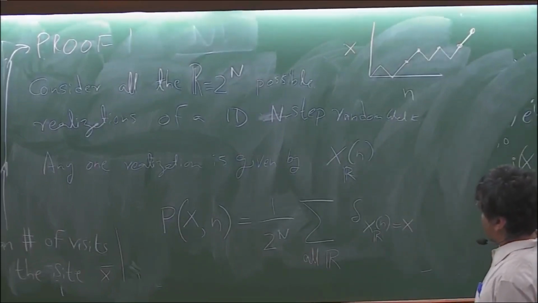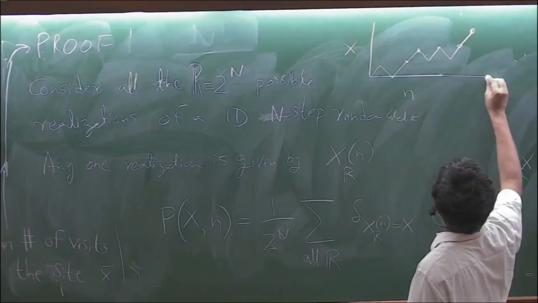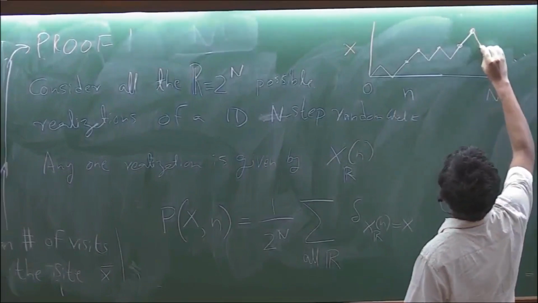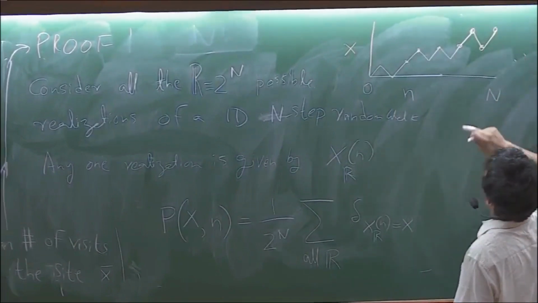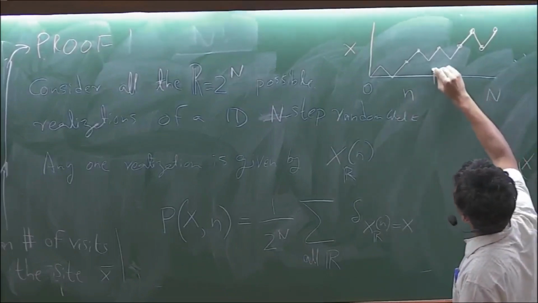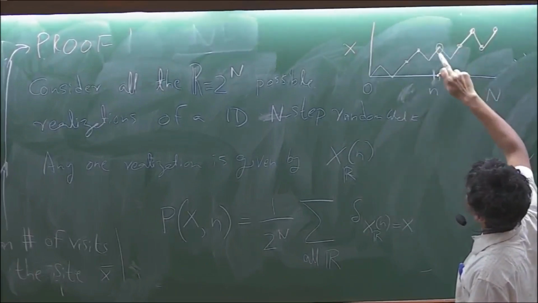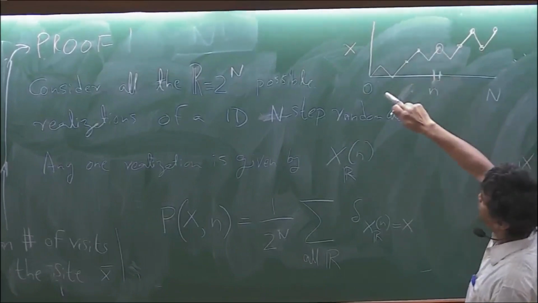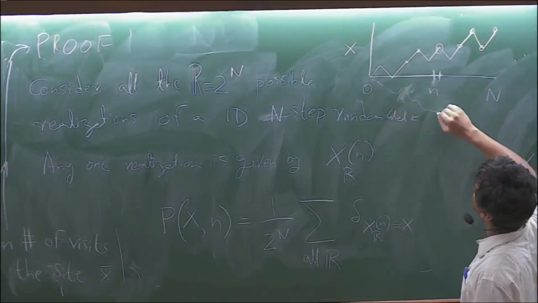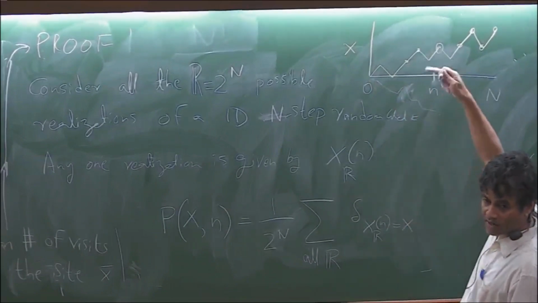Okay, so I have a walk which goes from time 0 to some capital N. This is one possible trajectory. Then I am interested in the probability that at a given fixed time, some small n, let's say here, I'll find the particle at some position x. So this is one realization where I found the particle. I'll run another realization, where the particle is not at this position, so that doesn't contribute.